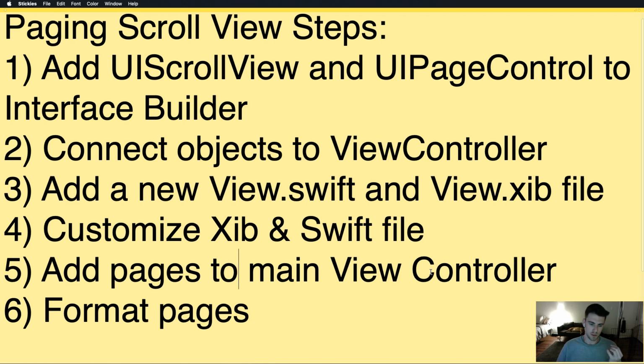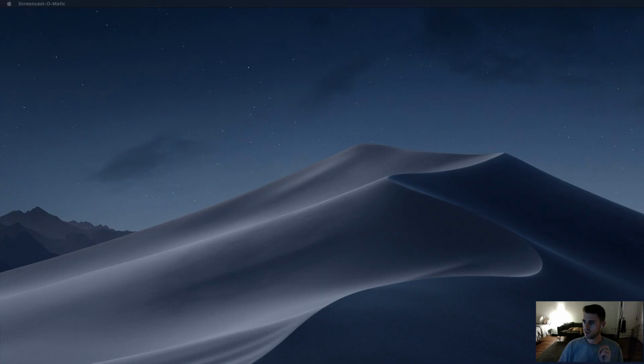So we're going to do it that way, and then we're going to format the pages so that the swipe gesture works properly. And it requires a little bit of programmatic UI auto layout stuff, so we'll work on that too. And of course, our first step, as always, is to create a new Xcode project.